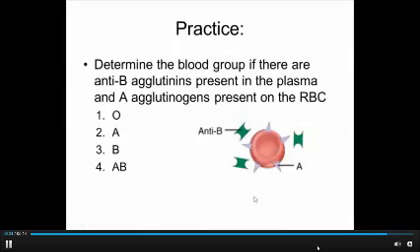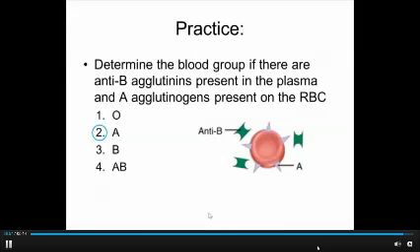Determine the blood group if there are anti-B agglutinins present in plasma. Well, you can answer that already. So that would be blood group A. To confirm, A agglutinogens present on red blood cells. So here you have 2 pieces of information to confirm your answer, blood group A.